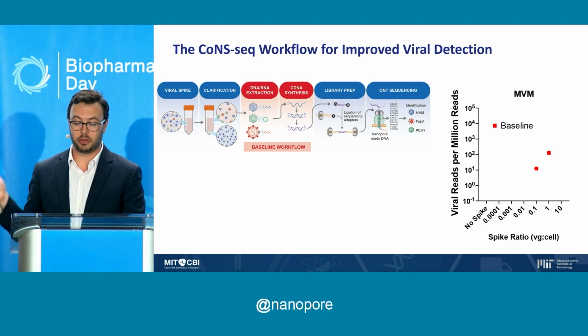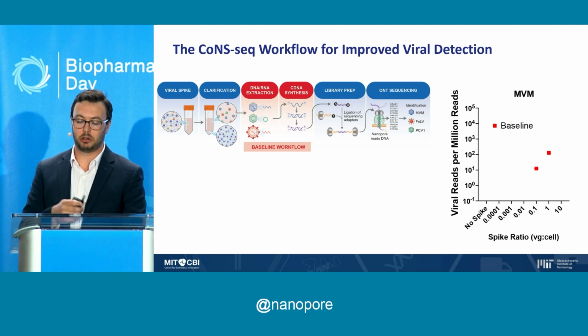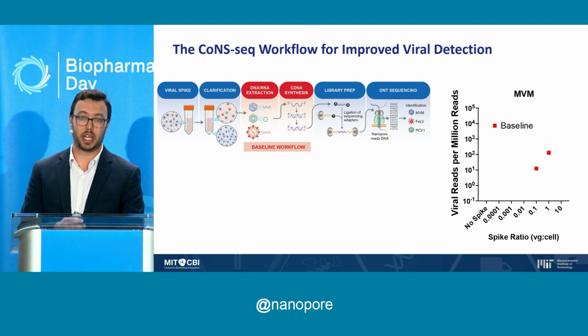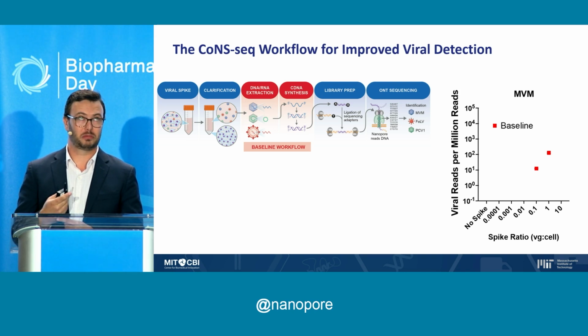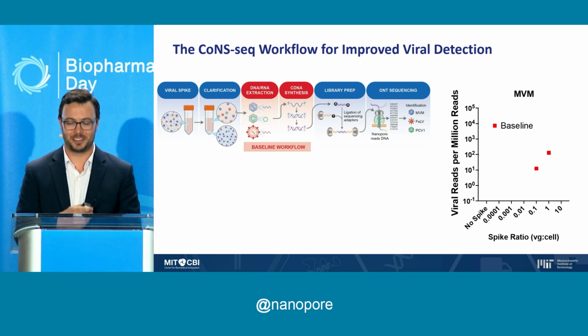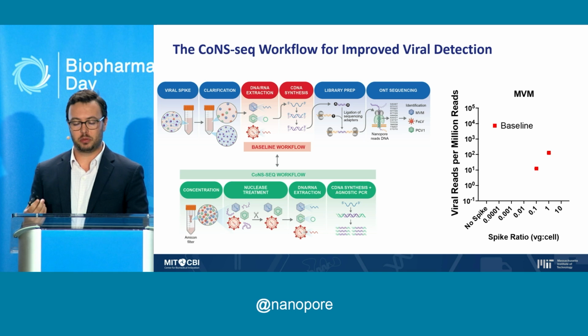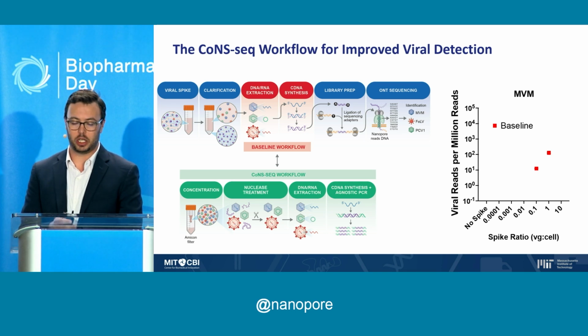And what you can see here on the right, on the y-axis is viral reads per million reads. And on the bottom is the spike ratio. And for our baseline, we can really only detect MVM down to 0.1 viruses per cell. That is, if I flip that on its head, 10 cells for every virus. I think that's right. So not very good.